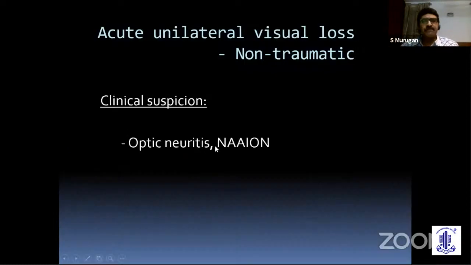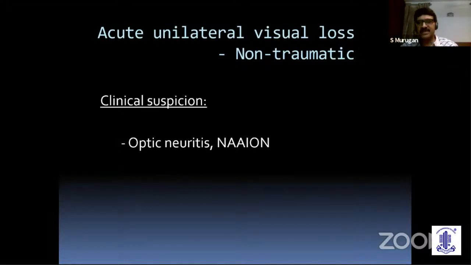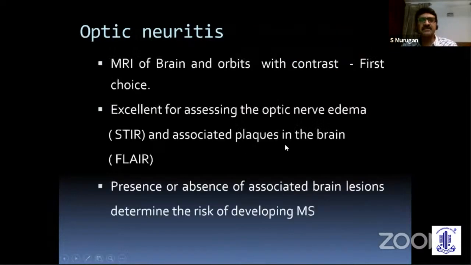Coming to the clinical scenarios: acute unilateral visual loss, non-traumatic. They start from the afferent pathways, and the clinical scenario is optic neuritis or ischemic neuropathy. As mentioned earlier, imaging plays a very limited role for ischemic neuropathy. Many times I get questions whether it can pick up ciliary occlusion. No. At this point, the resolution of MRI is not good enough. Even MR angiogram cannot pick up ciliary occlusion. So we are left with optic neuritis.